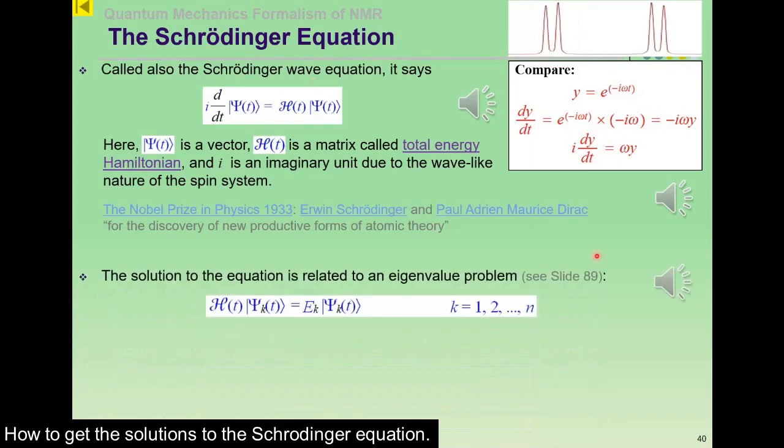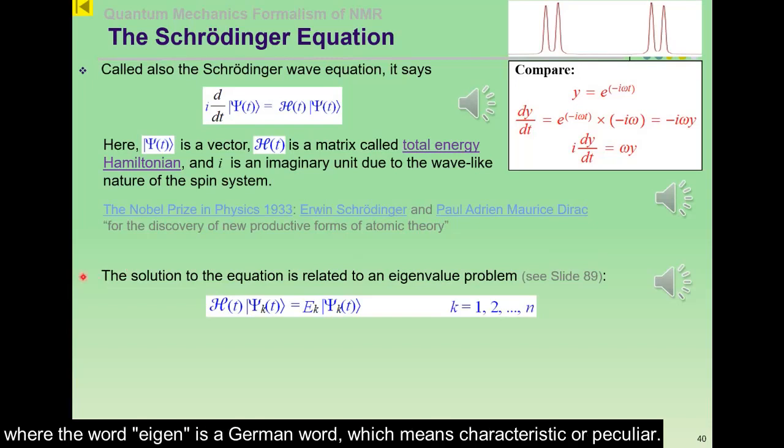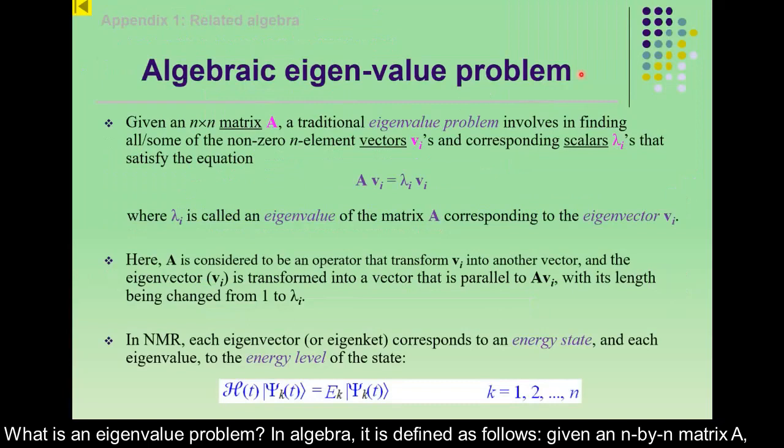How to get the solutions to the Schrödinger equation? Here it says that the solution to the equation is related to an eigenvalue problem, where the word eigen is a German word, which means characteristic or peculiar. What is an eigenvalue problem? In algebra, it is defined as follows.